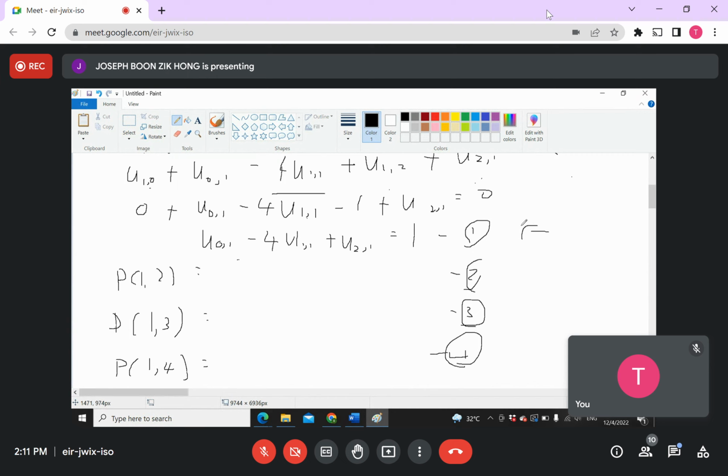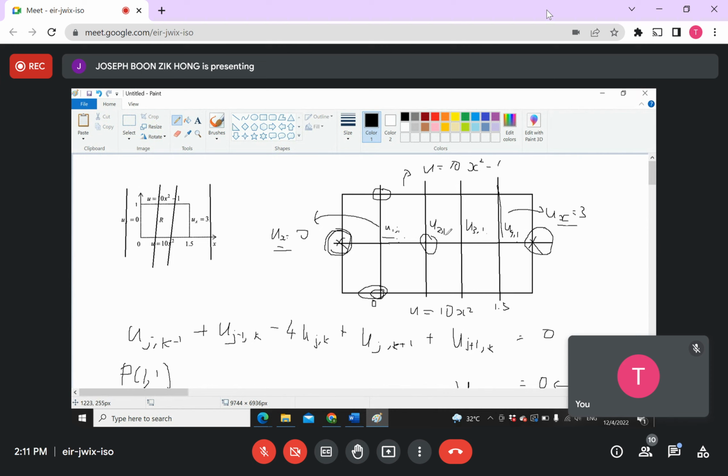Okay, so keep doing the same thing for P1, 2. Let me think, correct or not? Okay, this one is wrong. Okay, just now is P11 and then P21, P31, P41. Then you will have 4 equations. Okay, based on these 4, you will have 4 equations, but you have 6 unknown. So in order to get these 6 unknown, you need another 2 equations.